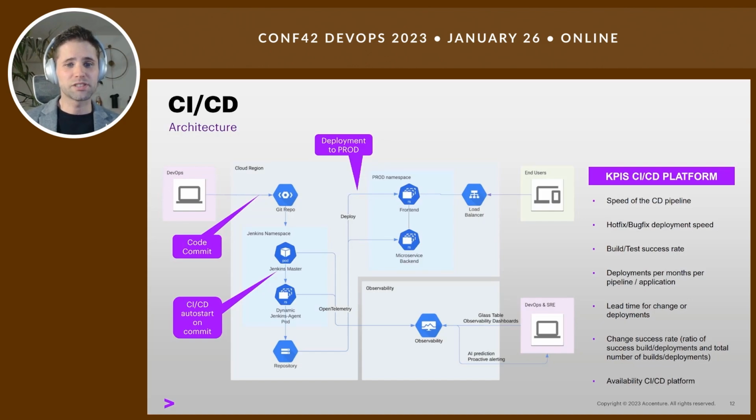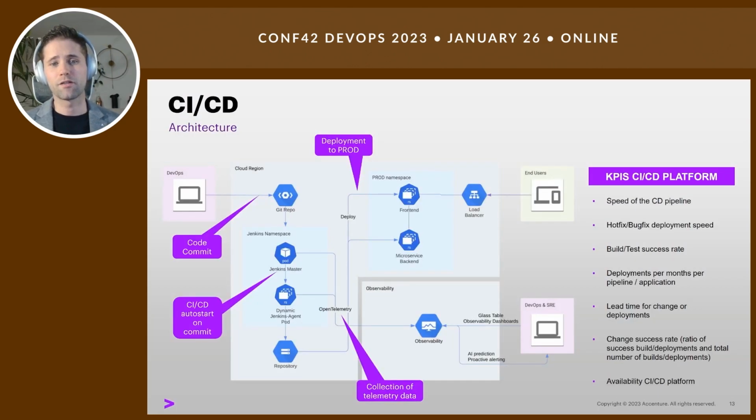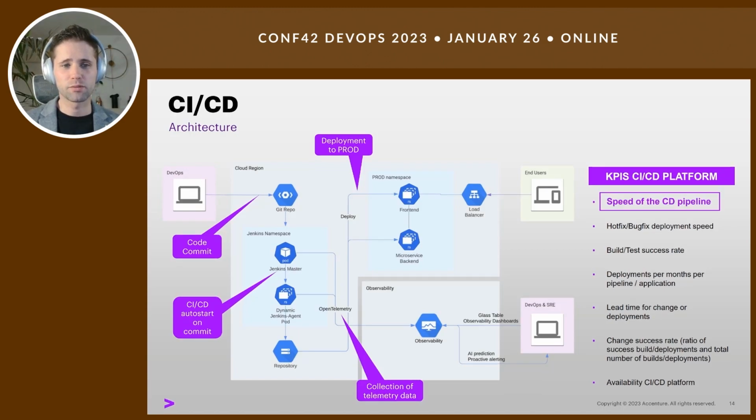But what we're really interested in is how we integrated the pipeline with our observability platform. In the upcoming slides, we will explain more about the observability platform and how we're using the OpenTelemetry standard to collect data from our Jenkins pipeline. But right now, what we're interested in are the KPIs that we see on the right-hand side, that we want to derive from the data that we're collecting with OpenTelemetry. So I suggest we analyze them one by one.